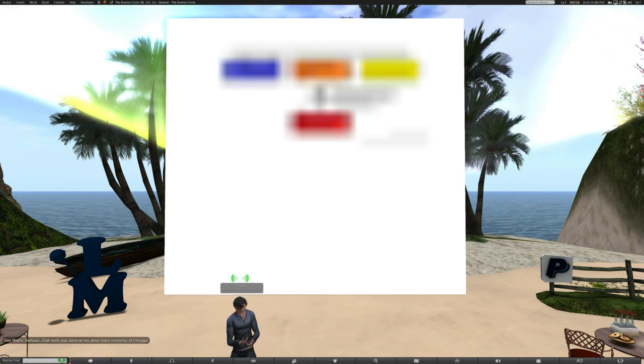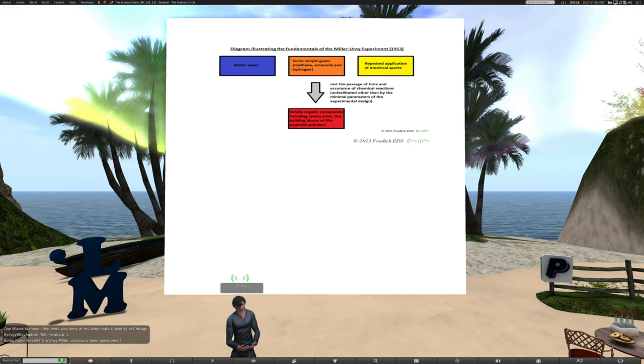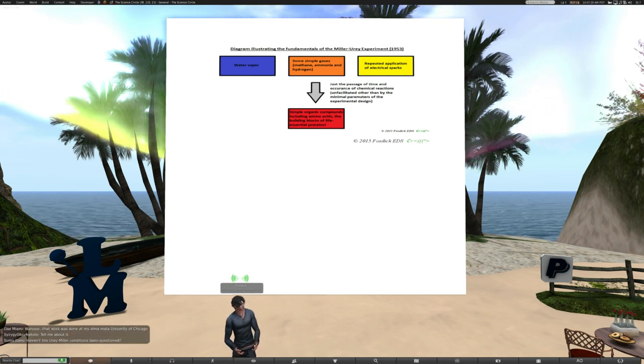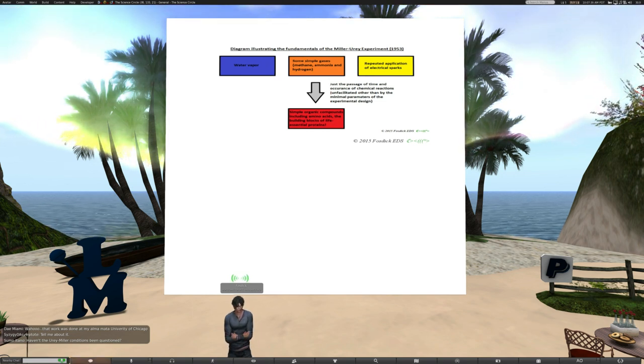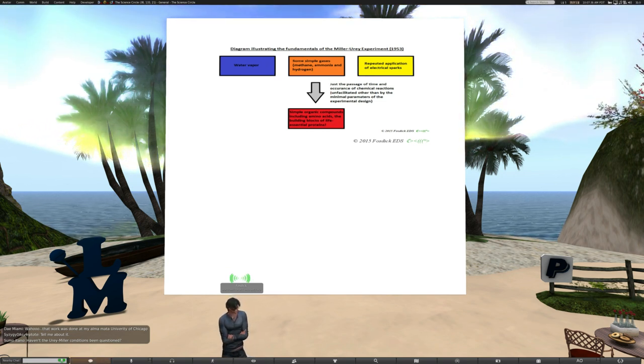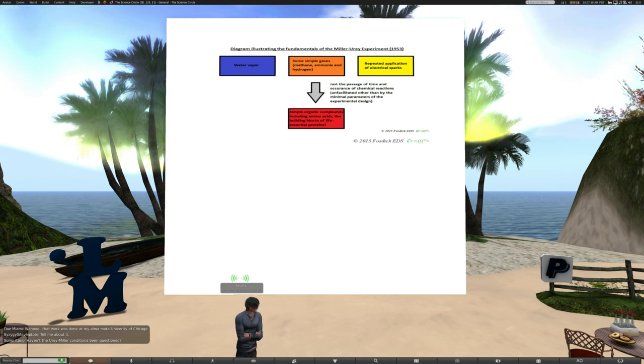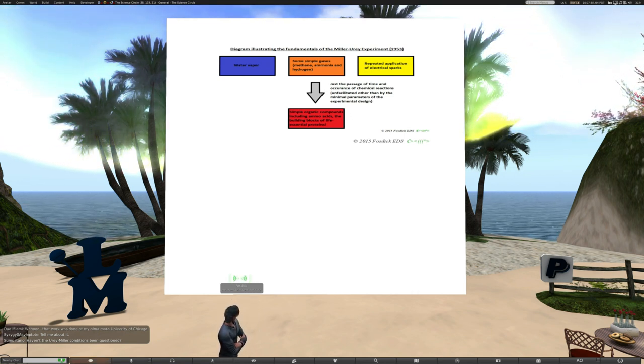So, let's see. Day, if I'm pronouncing it correctly, says that work was done at my alma mater, University of Chicago. I didn't know that. Haven't the Urey-Miller conditions been questioned? Sumo says, you know, I'm not sure. I mean, everything I've read about it suggests that it may not prove everything, but it proves a lot.